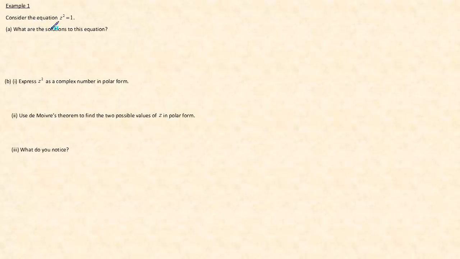Consider the equation z squared equals 1. What are the solutions to the equation? Well, at this level of maths, you really ought to be able to write down these solutions as 1 and negative 1.